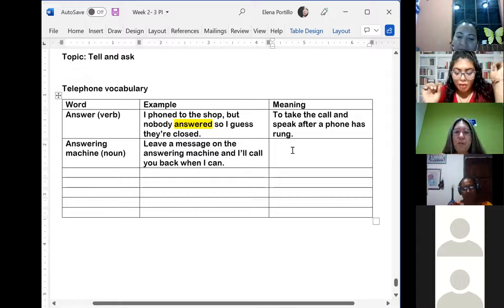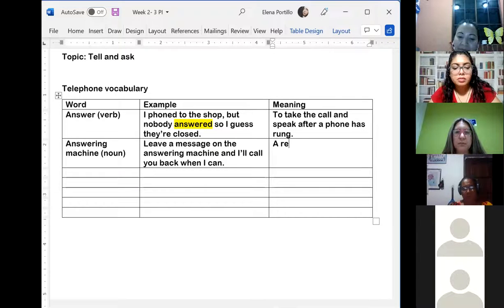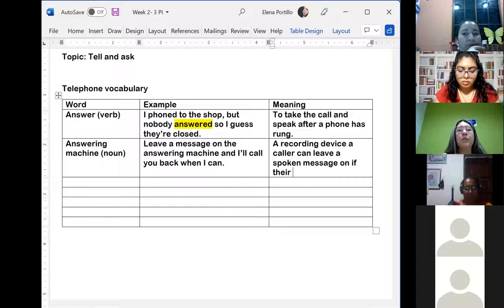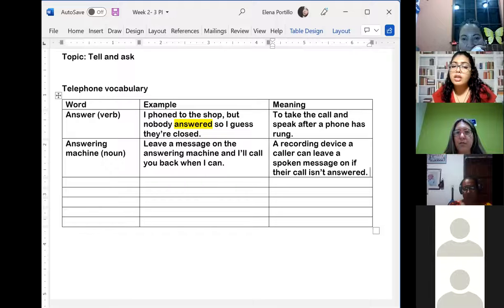So we have the meaning, a recording device. A caller can leave a spoken message on it if their call isn't answered. So in this case, it is a device in which we can leave a message.